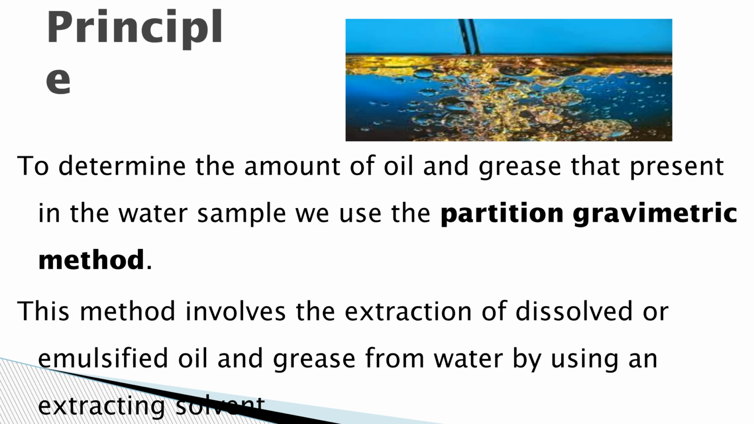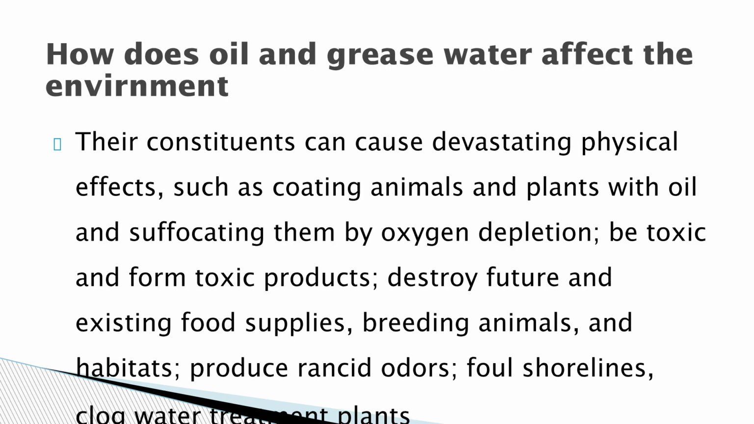major sources. To find the amount of oil and grease in a water sample, we use the partition gravimetric method. This method extracts dissolved or emulsified oil and grease from water using an extracting solvent. Oil and grease contamination has devastating physical effects, like coating animals and plants, leading to oxygen depletion. It can be toxic, destroy food supplies and habitats, create rancid odors, foul shorelines, and clog water treatment plants.